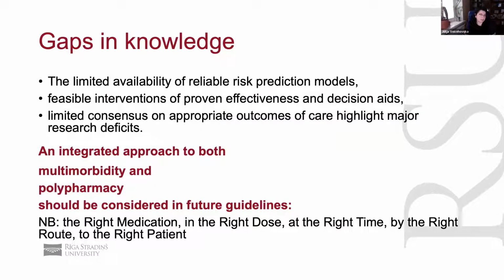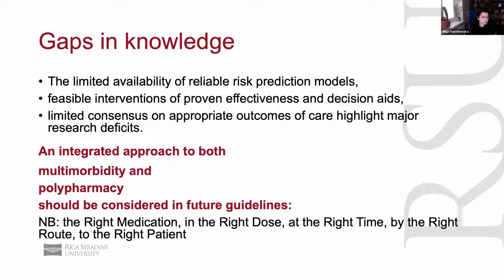So, summarizing, what I would like to underline. We still have limited availability of reliable risk prediction models. Despite these being available, maybe there is not enough training and not enough implementation in clinical practice, as we know from the evidence. There is still a lack of feasible interventions of proven effectiveness and decision aids. There is limited consensus on appropriate outcomes of care, which highlights major research deficits.